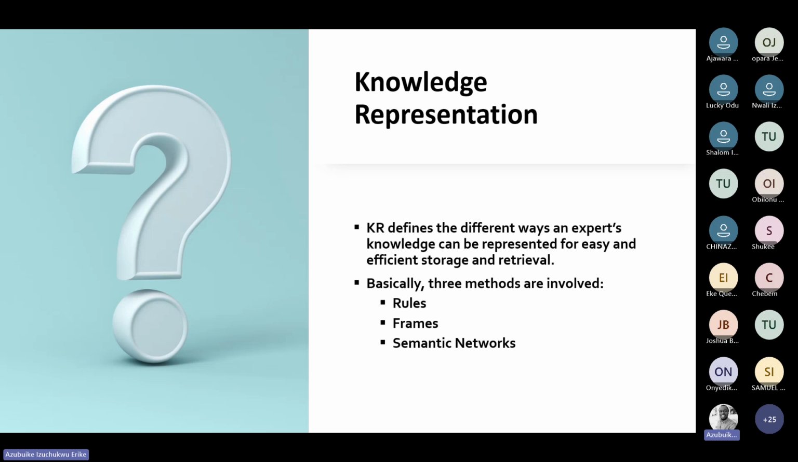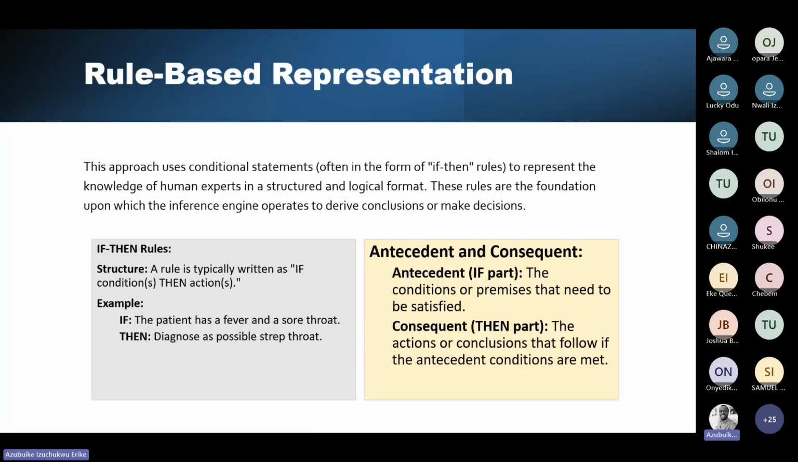There are basically three methods that are involved in knowledge representation. One of them is the rule-based method, then frames, and then we'll talk about semantic networks. Maybe I'm going to skim through these things in this class, and in our next class, I want to believe that I'm still going to come to it again in one way or the other.